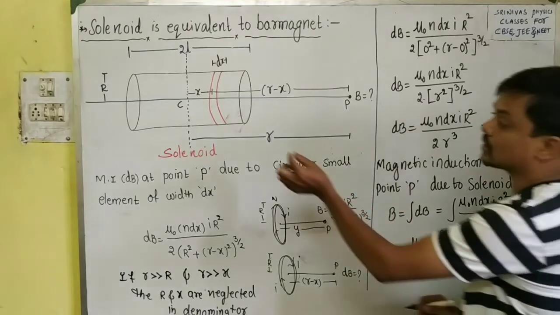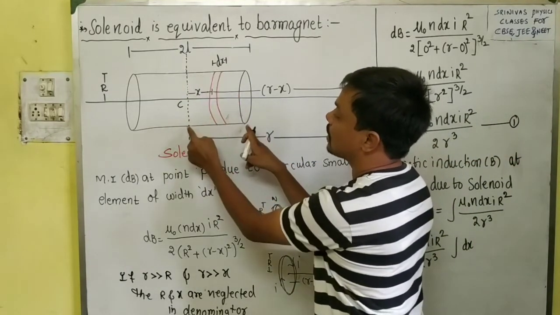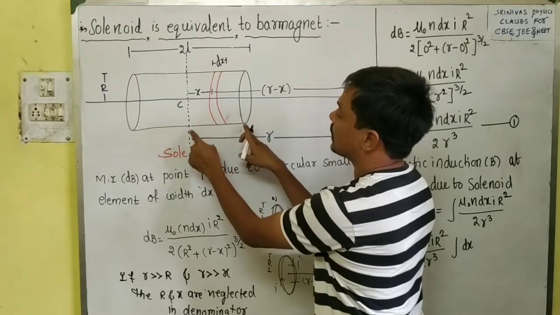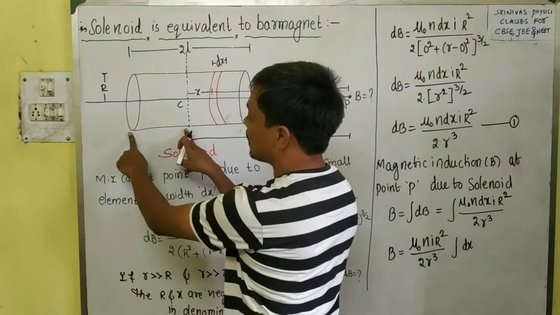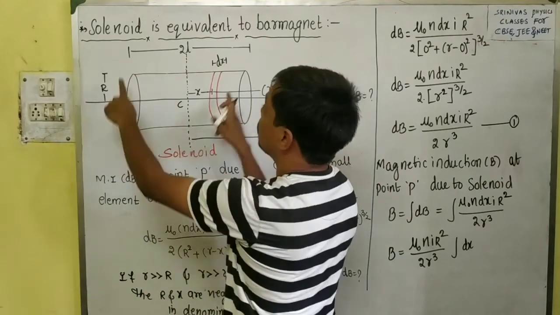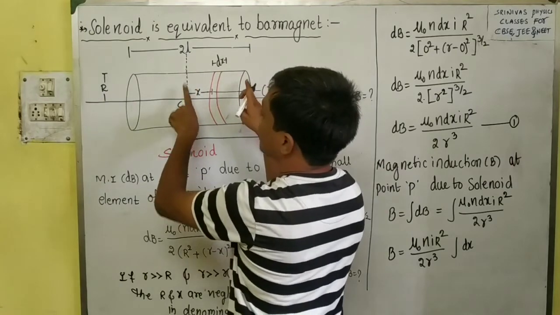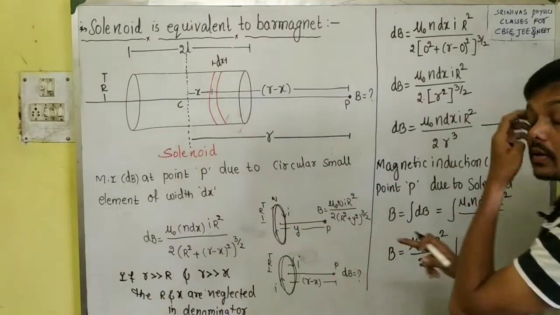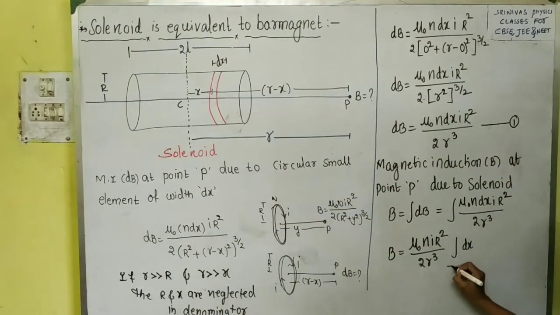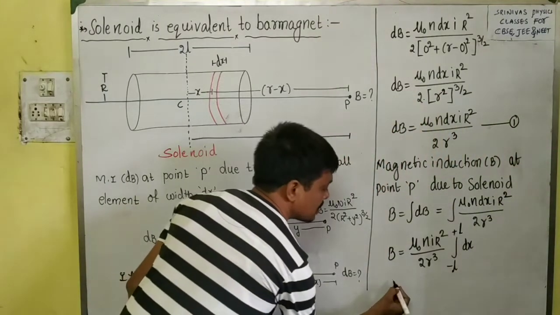The dx range is what? On the right side, the maximum value is plus L. From the center, the right side length is L, and the left side length is minus L. The total length of the solenoid is 2L. We take the center as origin, right side plus L, left side minus L. Then the length x changes from minus L to plus L. Now we have to simplify.